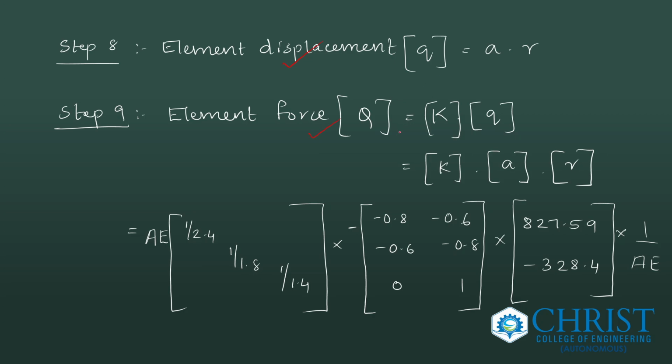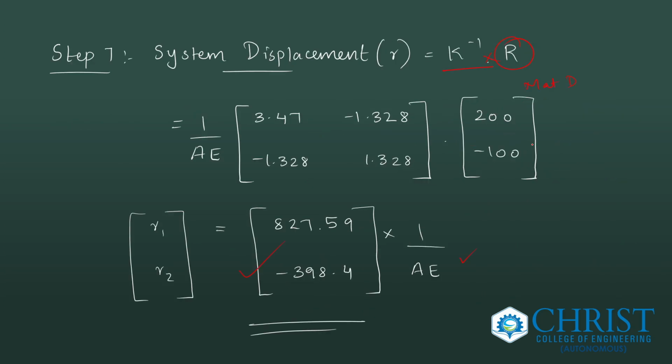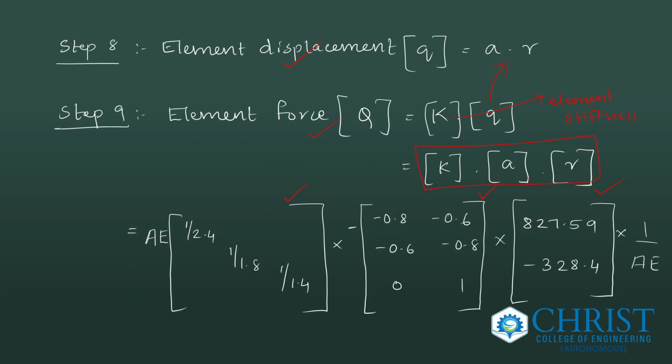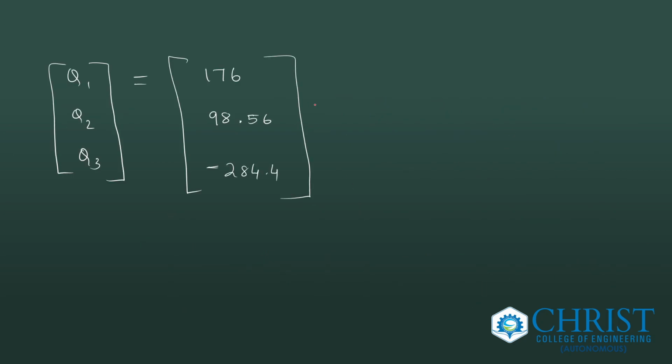That is Q is equal to K into small q, where small q is equal to A into R, A dot R. So substitute all three cases in the calculator. Here the K is the element stiffness matrix, not the system stiffness matrix. Element stiffness matrix into the displacement transformation matrix into this R. What is R? System displacement R. I substitute these values and then from the calculator I will find the final Q values.